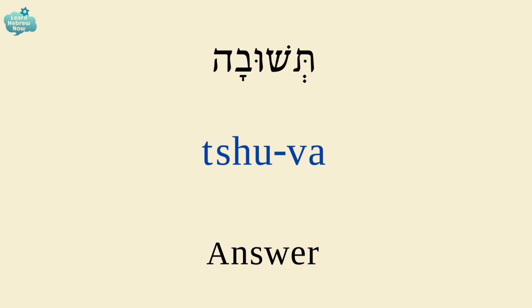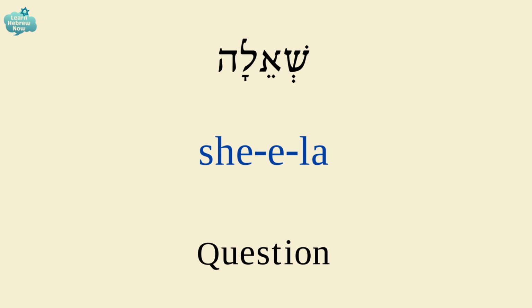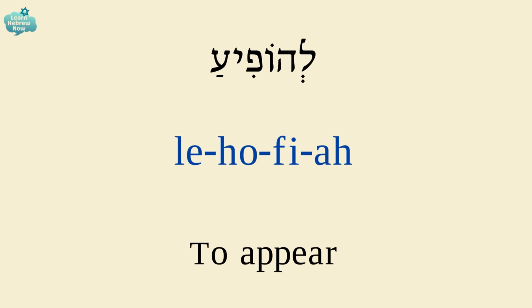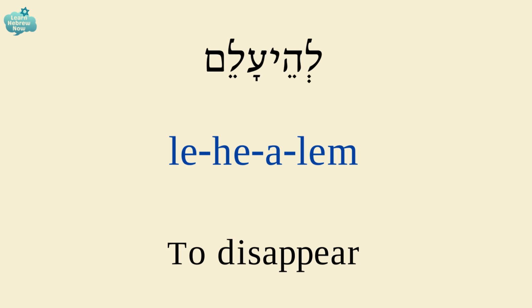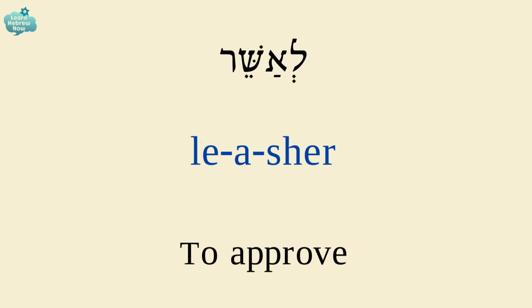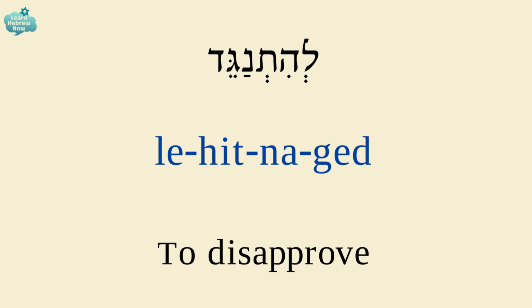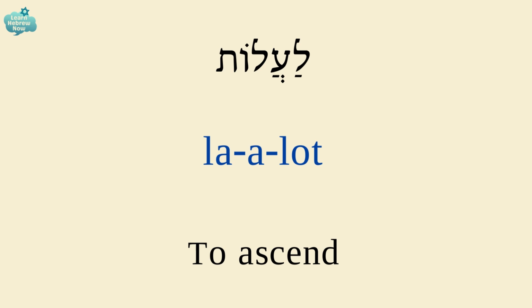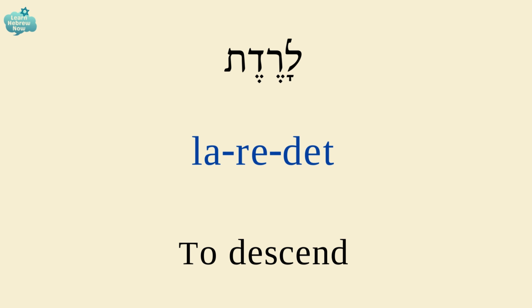An answer is תשובה. A question is שאלה. To appear is להופיע. To disappear is להיעלם. To approve is לאשר. To disapprove is להתנגד. To ascend is לעלות. To descend is לרדת.